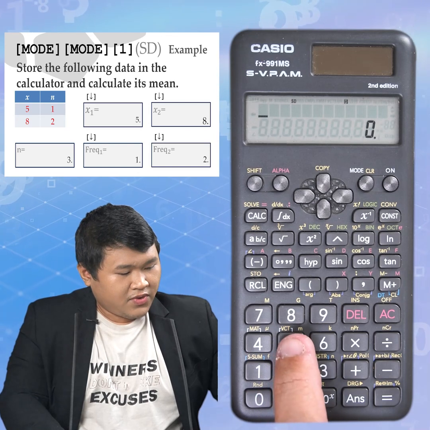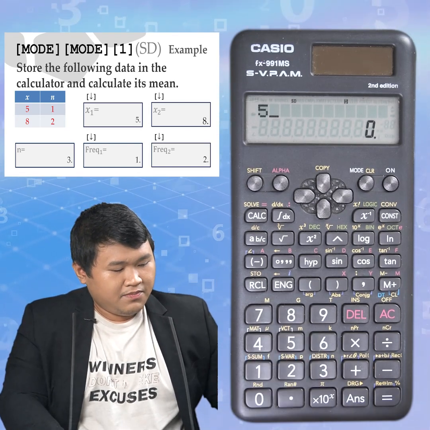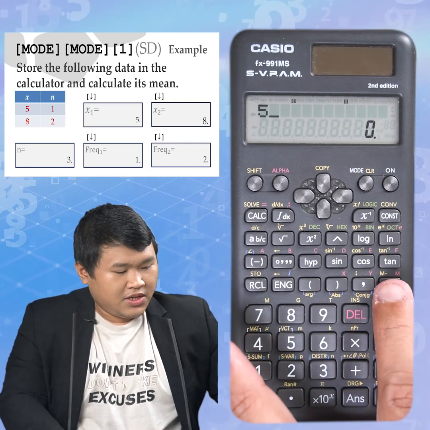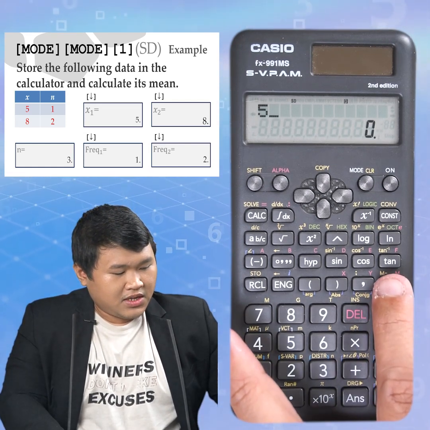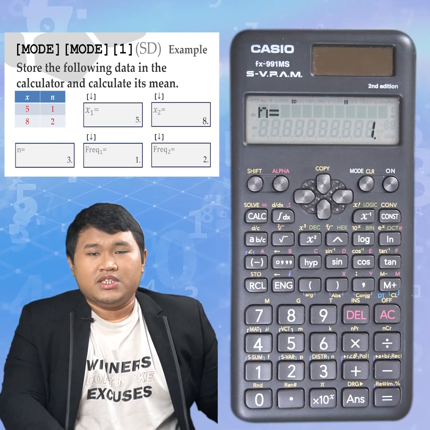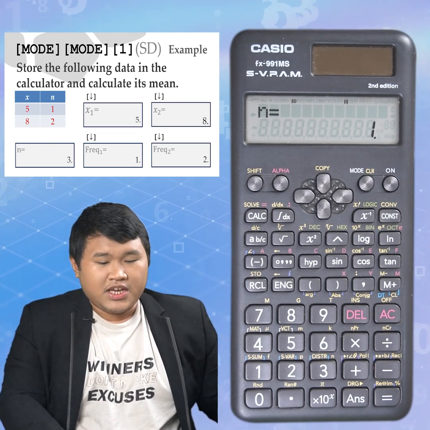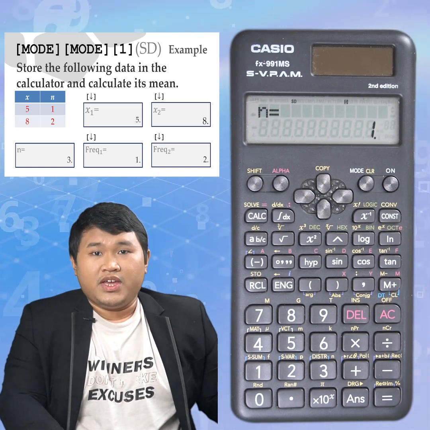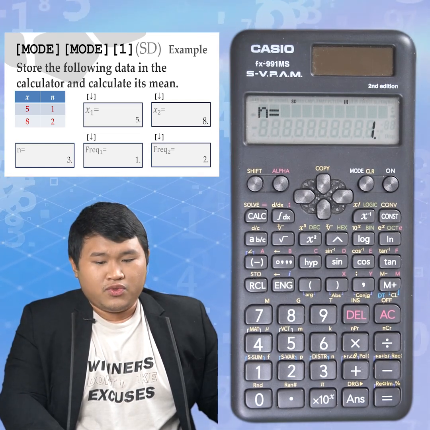We just enter the value of x, 5, and then immediately press the M plus key. Here is the M plus key. Let's press M plus, and it's automatically stored in the calculator. Next, let's enter the second data value. We have a value of 8 but with a frequency of 2.